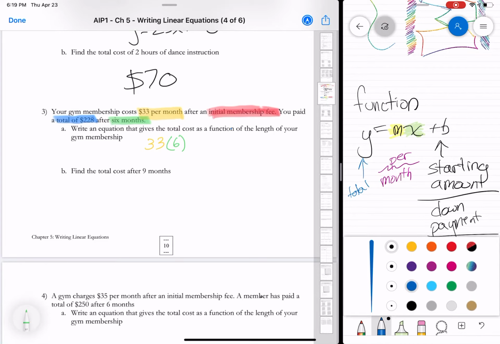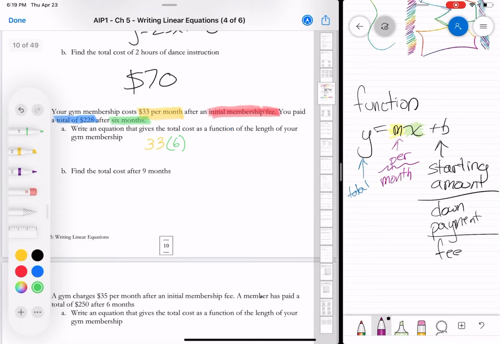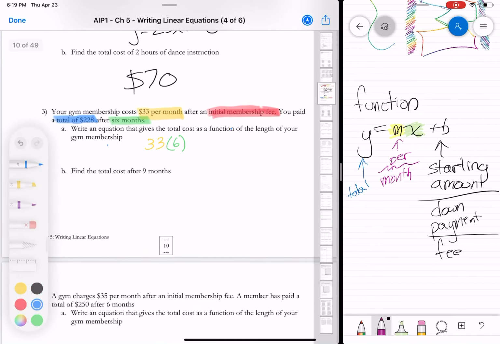All right, and then we also have the total. We have our blue, which is our total. So we have our total, which is 228 equals, and we're missing that initial fee, so plus F. Let's just name it F because it's the membership fee, or some of you might have named it M. I sometimes try to avoid M because it usually represents slope. But now we can work backwards and figure out what that initial fee is.